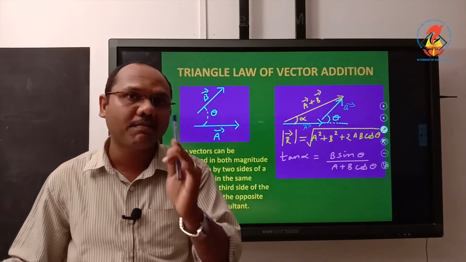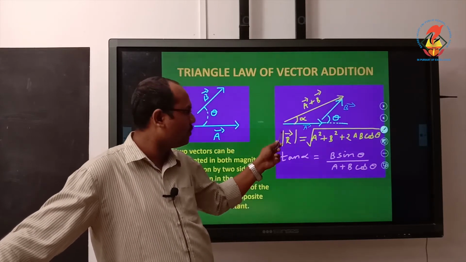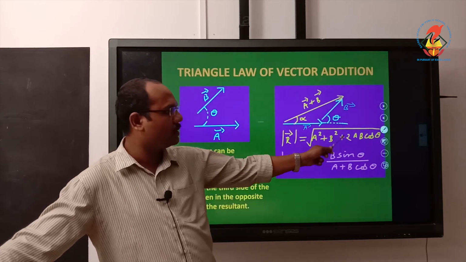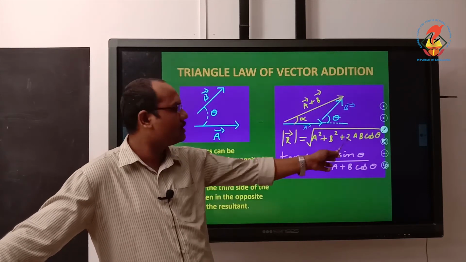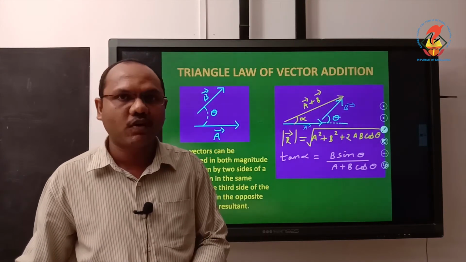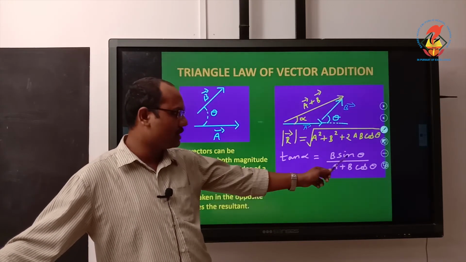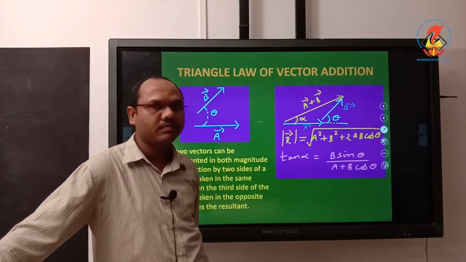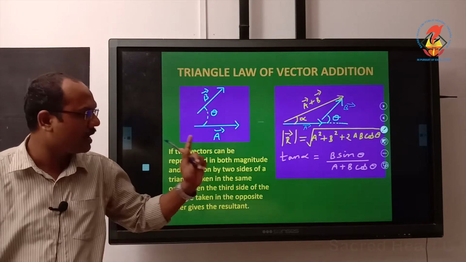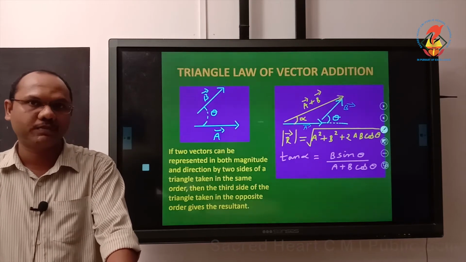Now, how will you find the magnitude? The magnitude of the vector is found by modulus of vector R equal to root of A square plus B square plus 2AB cos theta. Using this equation only, you will be able to find the magnitude. And the direction of the vector can be found by this. Tan alpha is equal to B sin theta by A plus B cos theta. Using that, you can find the angle alpha, and that angle will be the direction.